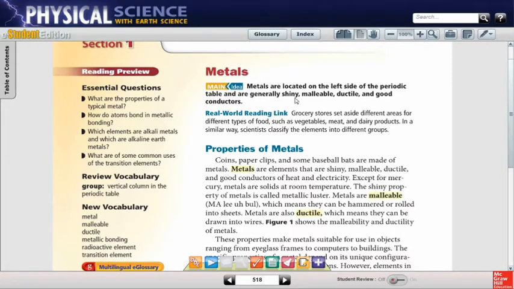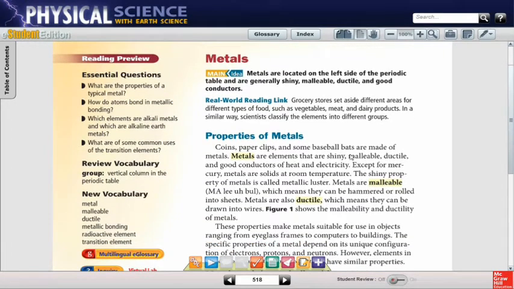They're generally shiny. That means usually they're shiny. They're malleable, which means you can shape them into thin sheets. They're ductile, which means you can turn them into wire like pulling taffy. And they are good conductors. Okay, so let's read on. And you feel free to read all this. Matter of fact, I'll go through it with you.